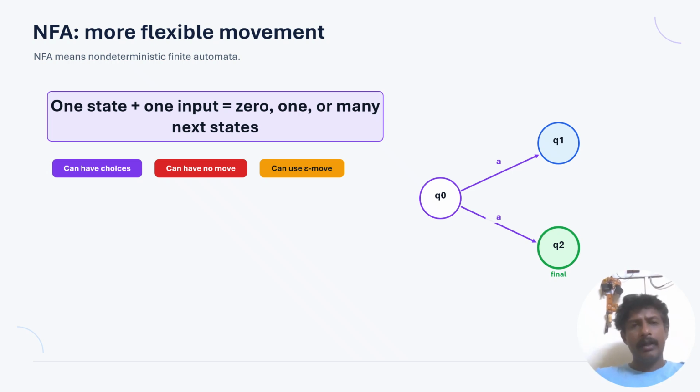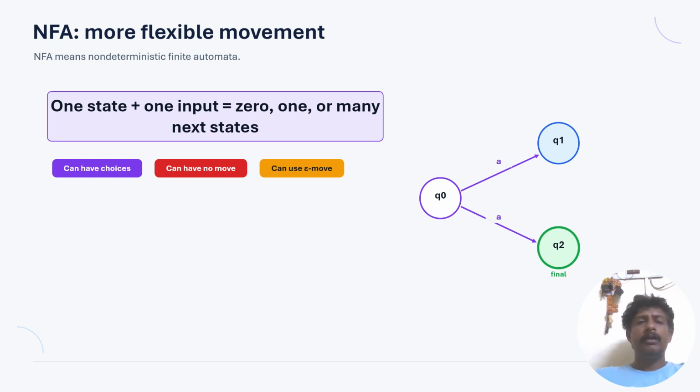So let us see NFAs. NFA means non-deterministic finite automata. In simple words, an NFA is more flexible than a DFA. In a DFA, one input from one state has exactly one next state. But in an NFA, for the same state and the same input, we can have multiple choices. Sometimes there may be no move at all. Sometimes we may even move without reading any input, and that is called an epsilon transition.